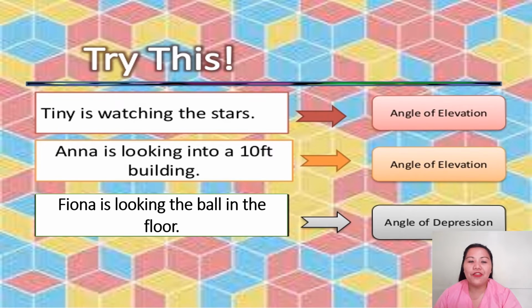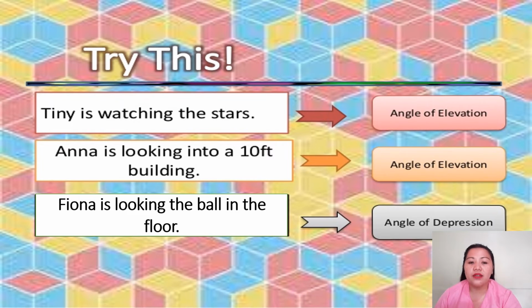To know more about the angle of elevation and angle of depression, I want you to try these examples. The first example: Tiny is watching the stars. The answer is angle of elevation. How can we say that this is an angle of elevation? It's because Tiny is the observer and the object being observed is the star. So this is an angle of elevation since the line of sight of the observer is to the object above.